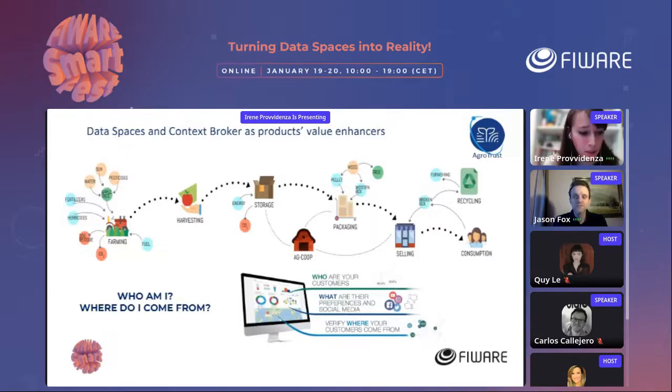And as you can see here in the corner, it's not a process which has only one direction, but it can be done even backwards. So even the consumer can give feedback and give information to the other stakeholders, so to the rest of the supply chain. So this is the purpose, to have a shared and trusted flow of data which can be exchanged into all the process.